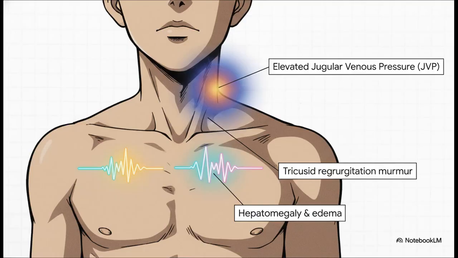On your physical exam, you're really hunting for clues that the right ventricle is struggling. You might actually see the jugular vein bulging in the neck. That's your elevated JVP from pressure backing up. You might even feel the chest wall move as that overworked ventricle contracts.